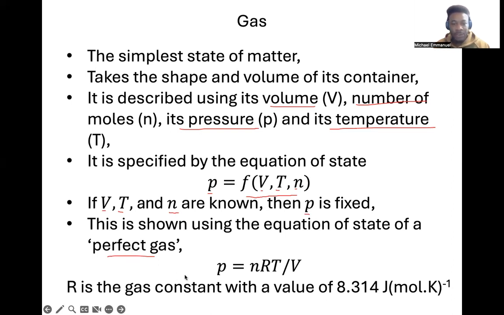Now, the equation describes the relationship between the pressure and the volume and the temperature, the volume and the number of moles, the pressure versus the temperature, where R here is the gas constant with a value of 8.314.